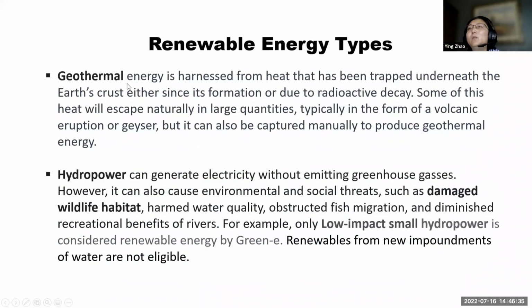And geothermal is the energy that's harnessed from the heat that's trapped underneath the Earth's crust. So that's not typically available. It's only available in some locations, but where it is available, it's always there.